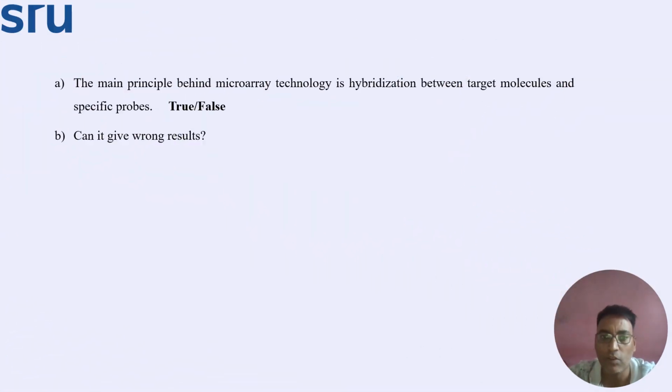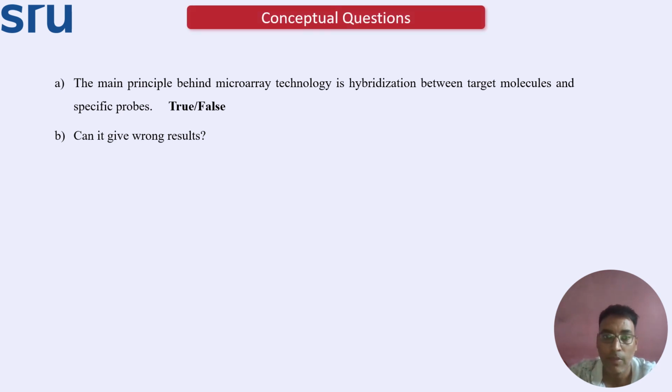Now, before we go further, answer this small conceptual question as well. The main principle behind microarray technology is hybridization between target molecules and specific probes. Yes, because of hybridization only I am able to detect. Because I'm putting the probe on the microchip earlier, then I'm allowing the different targets from the samples to bind on it. Can it give wrong results?